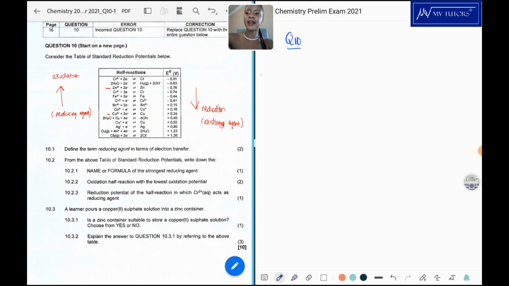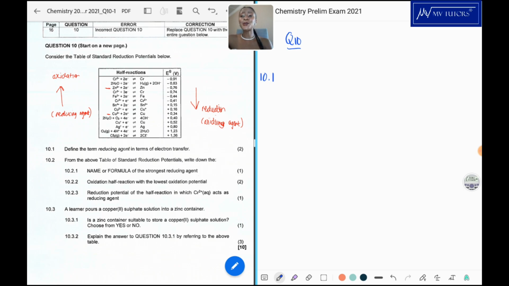Before we even define it, I want to remind you that where there is oxidation, if you look at an electrochemical cell, your anode is where oxidation occurs. Where oxidation occurs, you basically have your reducing agent there, and where reduction occurs, that is where you have your oxidizing agent. So when they say define the term reducing agent in terms of electron transfer, I'm expecting the reducing agent to lose electrons, because that is where oxidation occurs. So that is what you would actually write.